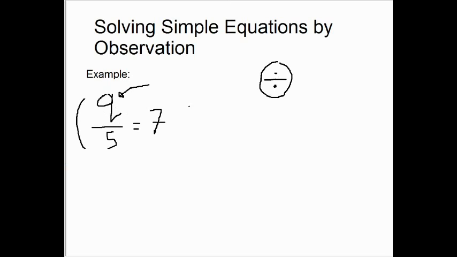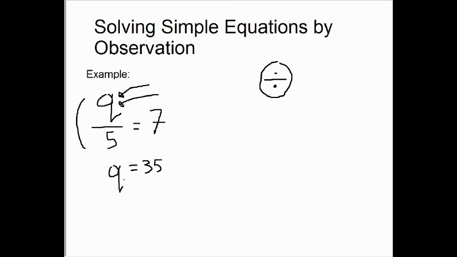So this is some number q divided by 5 is equal to 7, and we need to figure out what that number q is. We would figure that out by multiplying 7 times 5, and we would know then that q has to be equal to 35.